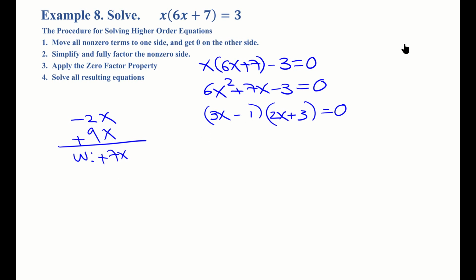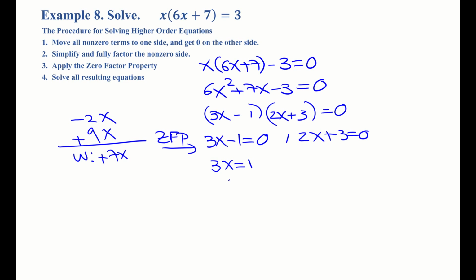All right. So now we go ahead and apply the zero factor property, which tells us either 3x minus 1 is 0 or 2x plus 3 is 0. So either 3x equals 1, x equals 1/3, or 2x equals negative 3. So x equals negative 3/2.